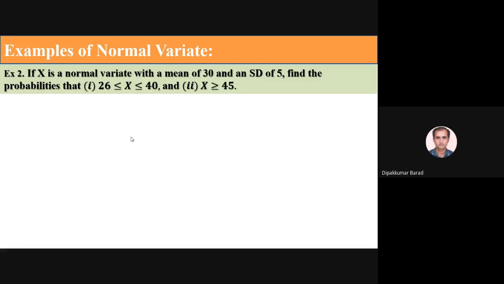Okay, so x is in between 26 and 40. The mean is 30 and the standard deviation is 5. So find out z1 and z2. You have to find out x minus mu upon sigma. So z1 is equal to x1 minus mu upon sigma.